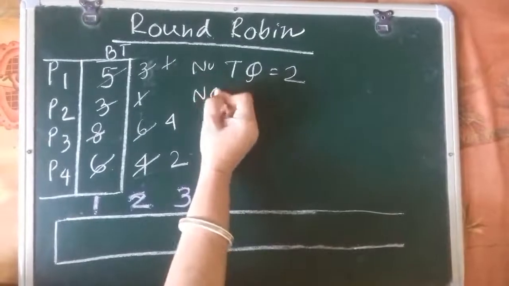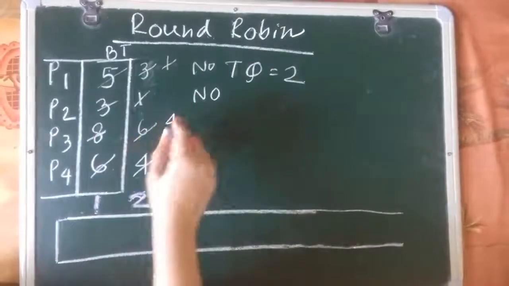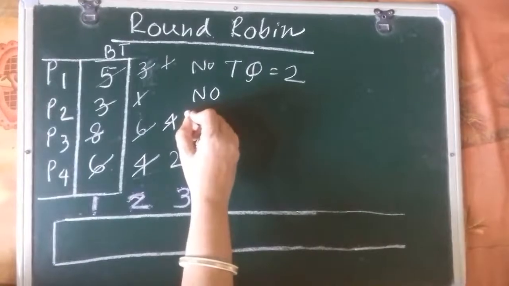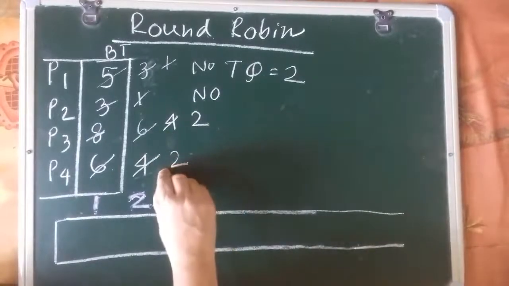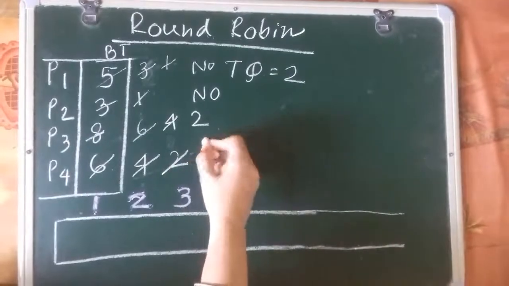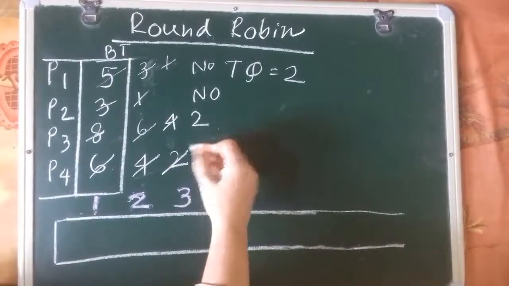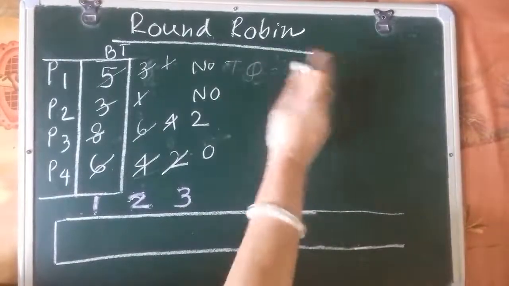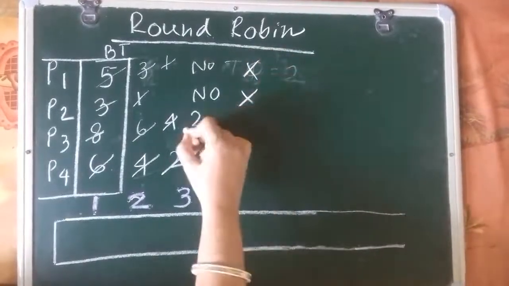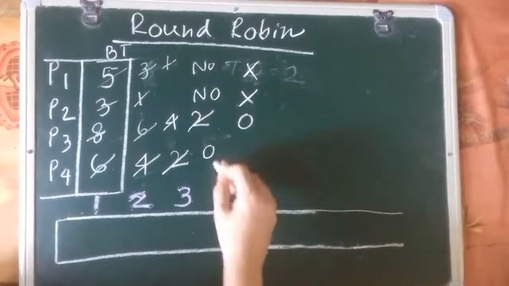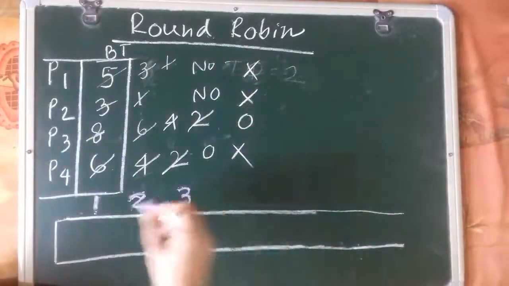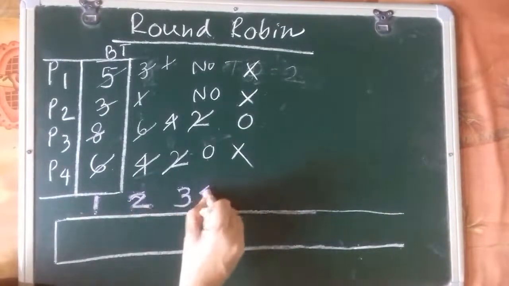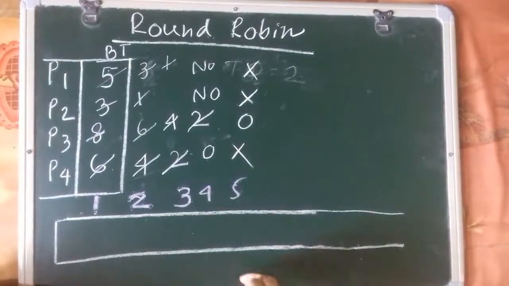This one is done, it does not require the CPU. This one is also done. But this one again requires the CPU: 2 units will be done and 2 units will be pending. For the next cycle, this does not require the CPU, this needs it, so it will become 0, and this does not require it. You see the number of iterations required. How many times should the CPU be given? 1, 2, 3, 4 rotations, 5 rotations.